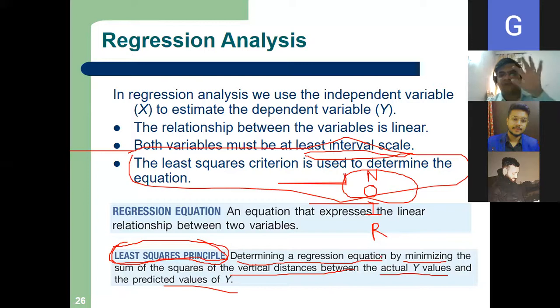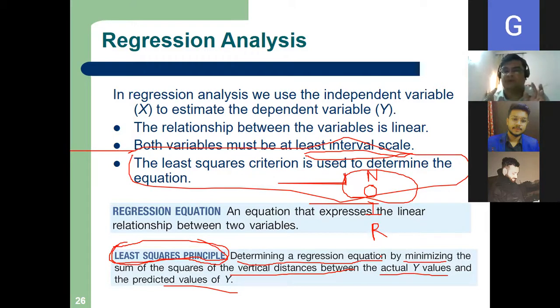What I showed you just now, the distance between actual y and predicted y, we square it. This is the principle. This principle says that this square, and the summation of this square for all the 10 points, this sum must be lowest for the regression line. That is the least square principle. Hope you are getting it. This is a principle.